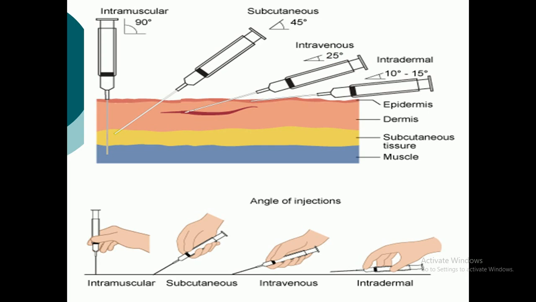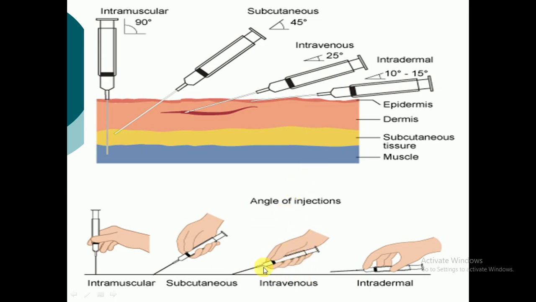The fourth one is intradermal. So they are different types of route of drug administration. The drug can be injected through intradermal route, and it needs a 10 to 15 degree angle. So let's see here: this is intravenous angles, subcutaneous, intramuscular, and intradermal. These are the angles of injection, so you will have to adopt them.